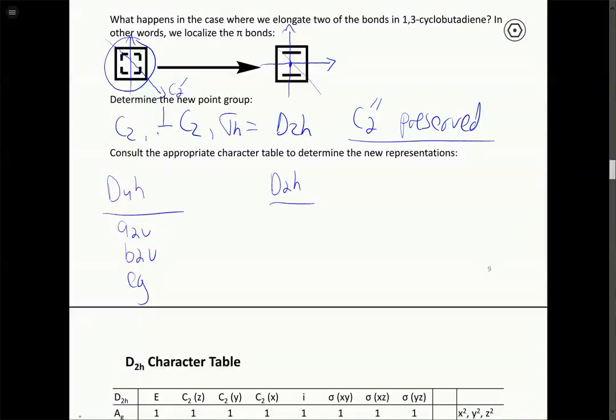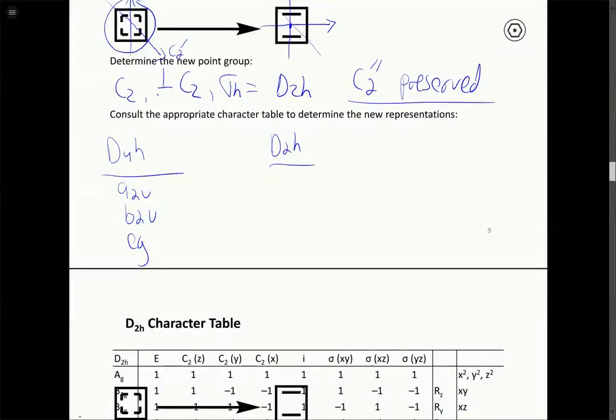Again, you can refer to that back in class. What date was that? I don't remember. That was last Thursday, I suppose, or last Tuesday, about a week ago. So check back in your notes to see how we got these symmetry adapted linear combinations. Now we want to correlate them to D2H.